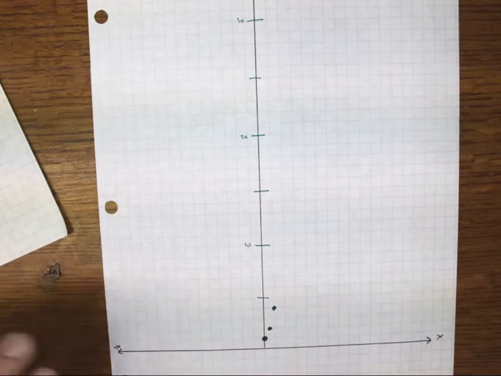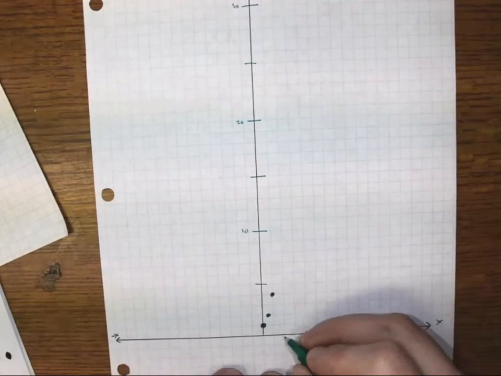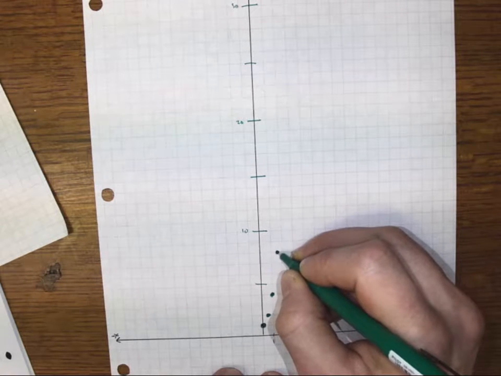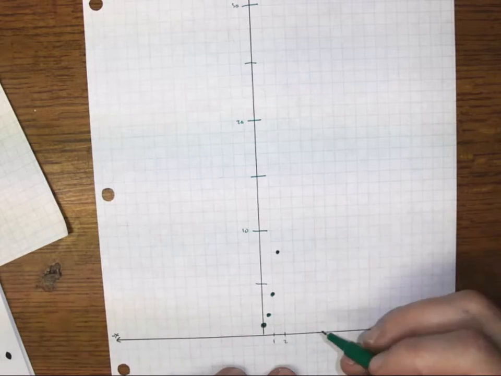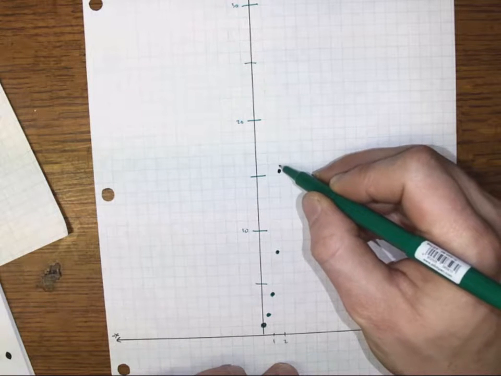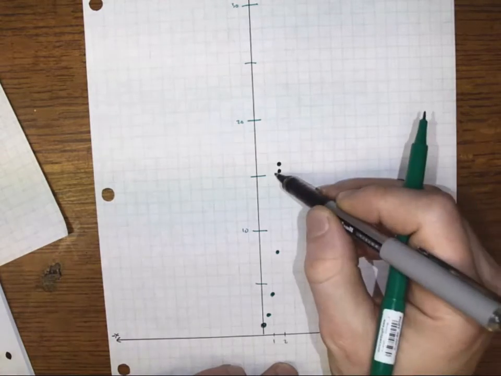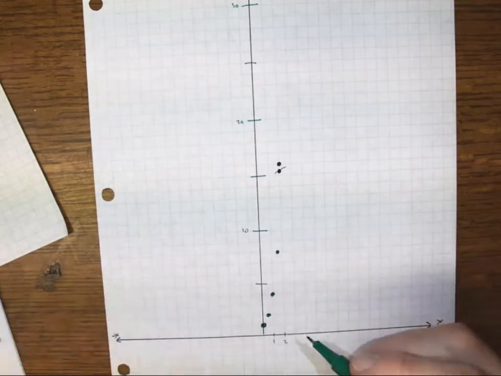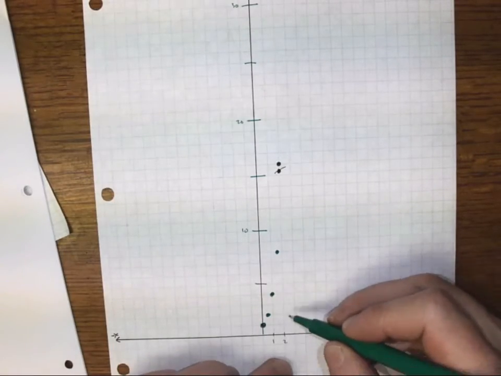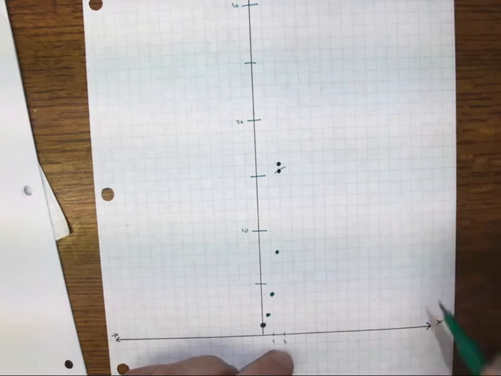All right. Okay. So, sorry, 1 1/2 and 8. So that means x is 1 1/2, we're going to be here at 8. When x is 2, y is 16. And when x is 5 halves, or 2.5, y is 32. So 2 1/2, we got 32.